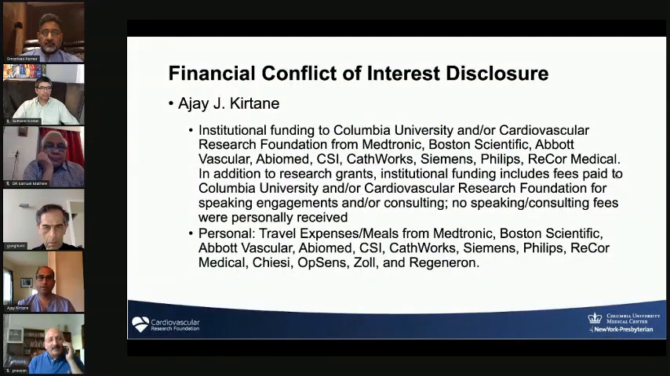These are just financial conflicts. It looks like a very long slide. Bottom line is I don't take any personal money from anybody. My institution gets a lot of funding, and then for travel and meal expenses for meetings, they're listed here. So this is a full disclosure in case anyone was wondering.